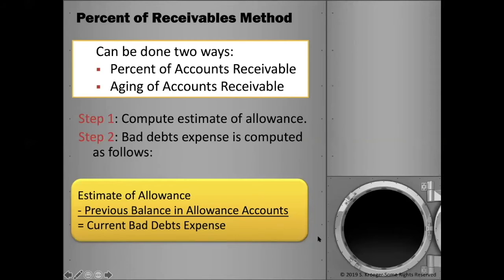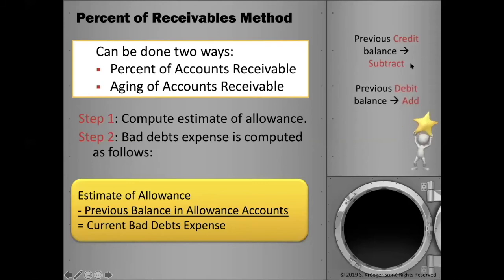Therefore, when we do this method, we'll have to do the estimate of the allowance. We'll use a percent of the accounts receivable, or we'll do the aging schedule. Well, that's coming up next. And then we'll have to subtract that from the previous balance in the allowance for doubtful accounts to come up with the bad debt expense, the amount we journalize. Here's a little tip. If the balance in the allowance for doubtful accounts had a credit balance, we're going to subtract. If it had a debit balance, we're going to add the numbers together.